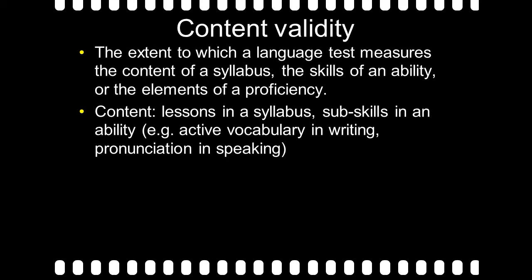For example, as I have mentioned before, in writing ability we have active vocabulary. Active vocabulary is a sub-skill in writing, and therefore when you test writing, you have to make sure that your test also measures the knowledge or the use of active vocabulary. If you test speaking, you have to make sure that your test measures pronunciation, because pronunciation is an element in a speaking proficiency. Okay, so I hope you got the idea now.